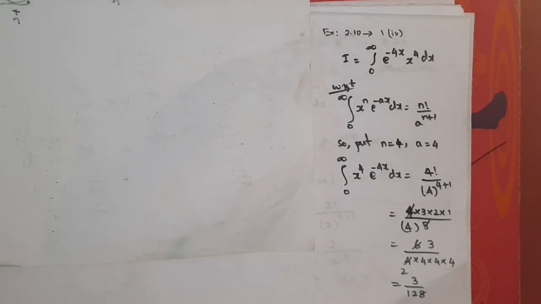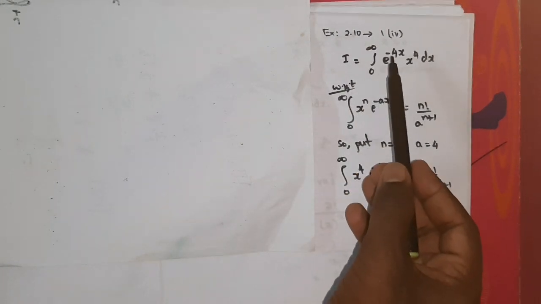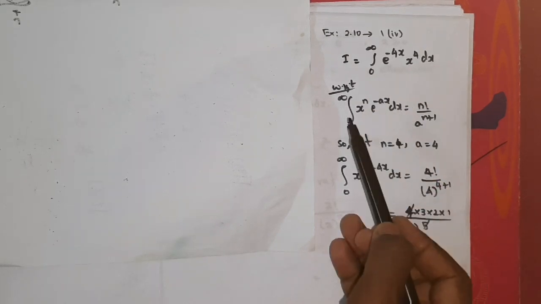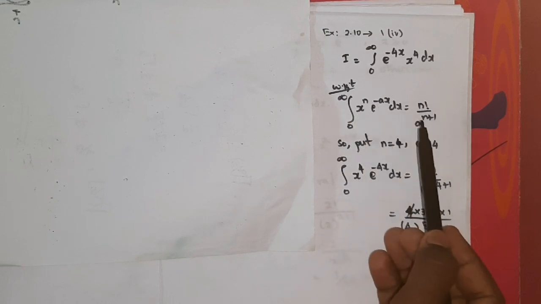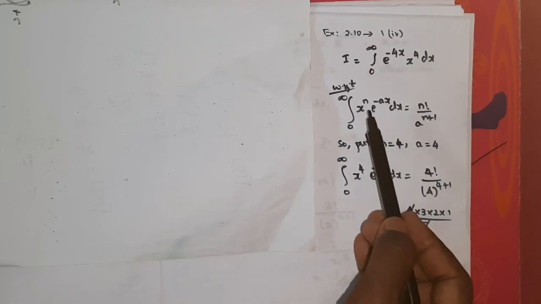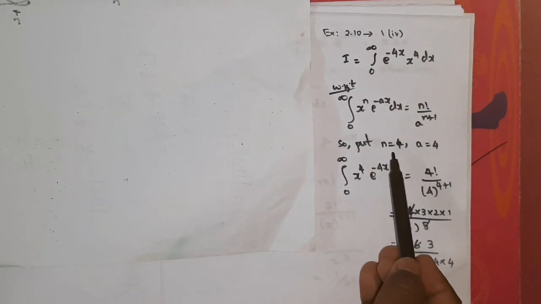Now the same sum, the next subdivision, fourth subdivision: I equals integral 0 to infinity e power minus 4x, x power 4 dx. Now this also looks like the gamma integral, integral 0 to infinity x power n e power minus ax dx. So the formula answer is n factorial by a power n plus 1. So we need n and a values. Now compare this x power n with x power 4. So in the n place we have 4. So n equals 4.